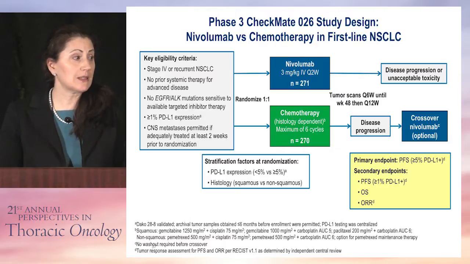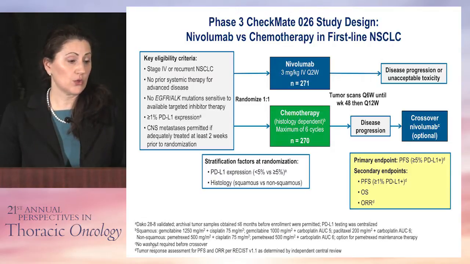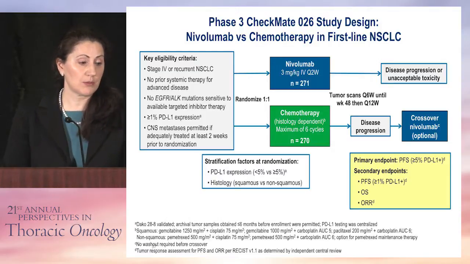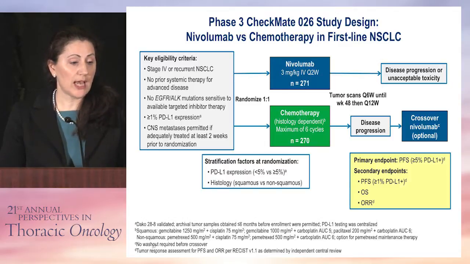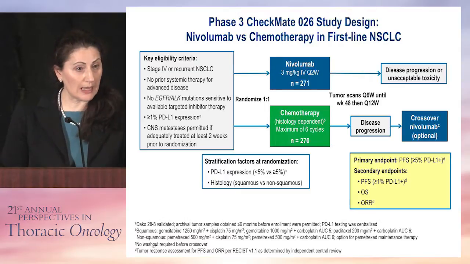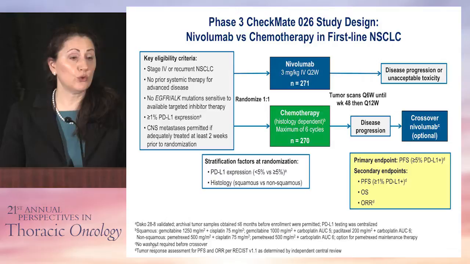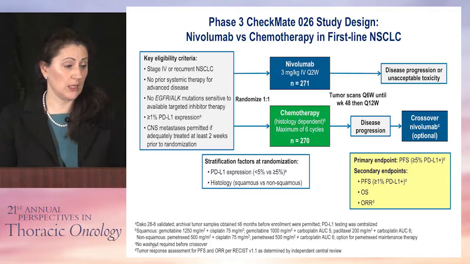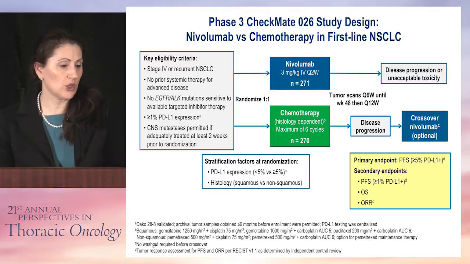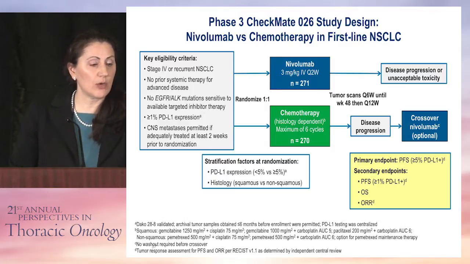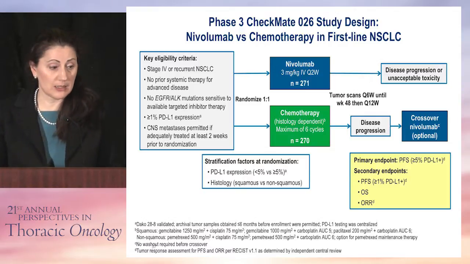So Checkmate 026 was reported at ESMO 2016. This was a clean randomized study of nivolumab versus chemotherapy with a maximum of 6 cycles, and the primary endpoint was progression-free survival. Crossover was allowed, it was not prohibited, to nivolumab at progression for patients on chemotherapy. There were a number of stratification factors at randomization, and these are shown on the slide: PD-L1 expression less than 5% and more than 5%, and histology squamous versus non-squamous. Secondary endpoints were progression-free survival in the more than 1% PD-L1 expression subset, and overall survival as well as response rate.